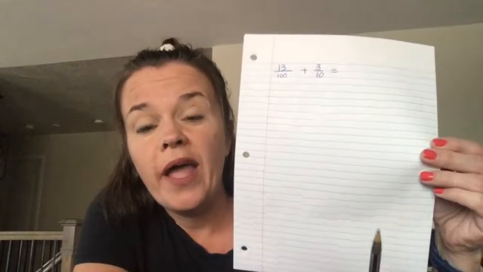So step 1 is to check your denominators, okay? So I'm going to write that down. Step 1, check denominators. Okay. Step 2 is to make them the same. Finding the lowest common multiple. Okay. So make them the same.